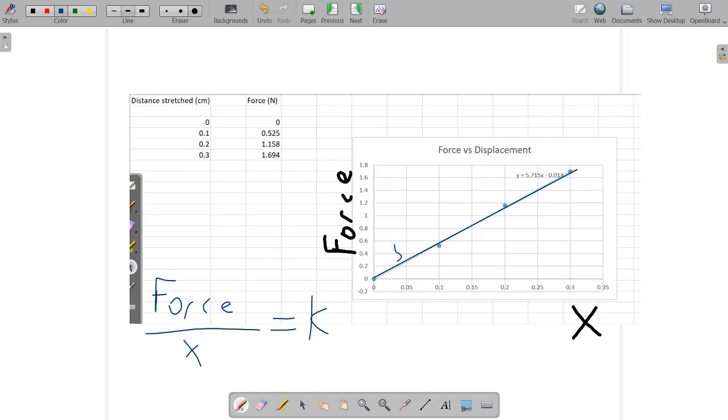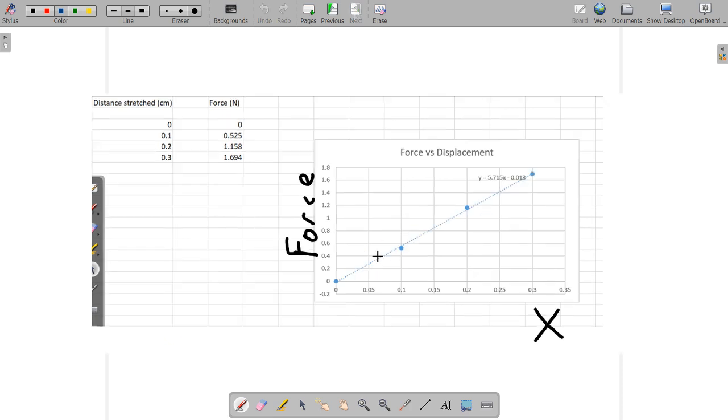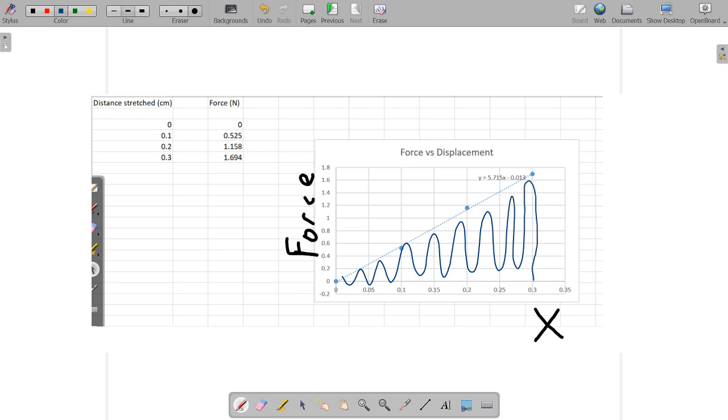The slope is equal to the magnitude of stiffness for the spring. Now, there's something else we can do with this data. Not only can we take the slope of this line, but we can also take the area underneath this line. And the question is, what does the area tell us?